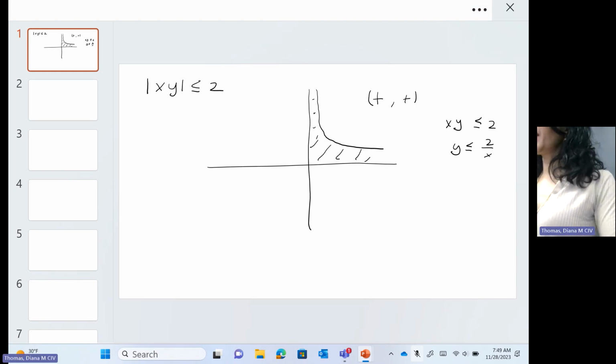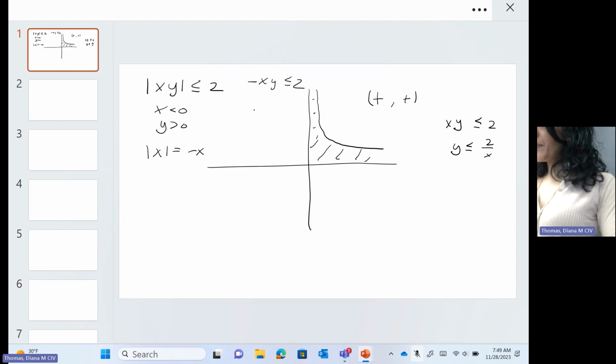So that's pretty rinky-dink. But if you go to this quadrant, your x's are less than 0 and your y's are bigger than 0. So absolute value of x is equal to negative x. And then you're going to get negative xy is less or equal to 2. However, when you multiply, let's say you hit both sides with a negative, so you're going to get x is bigger or equal to negative 2 over, let's do that, 2 over x, like this.